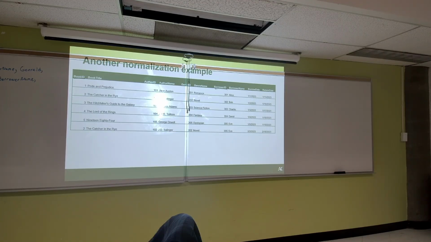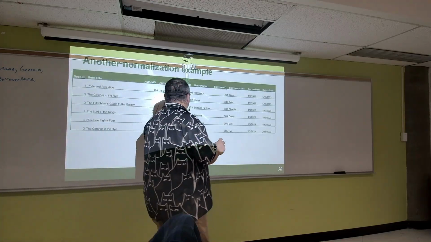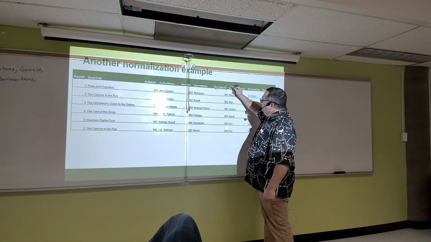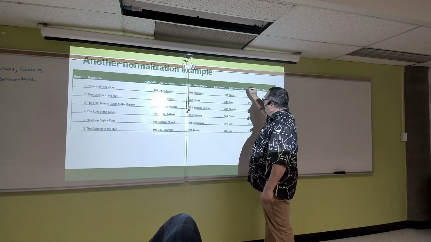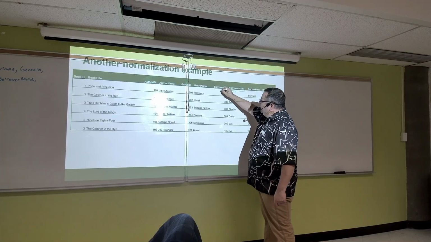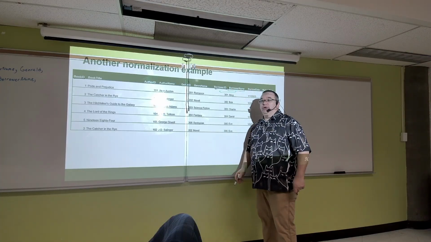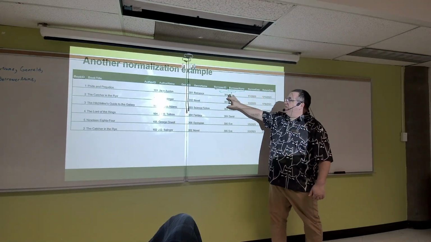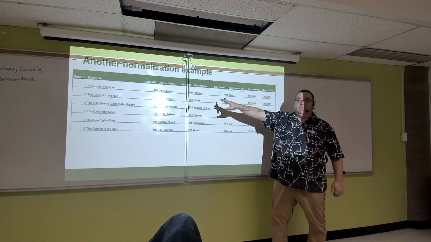Now, before I turn off the screen, let's try to identify what's dependent on what. Let's start with the borrower, the easy one. The borrower name only belongs to the borrower, right? The borrow date is not just the borrower because we're talking about a book, right? So there's more.